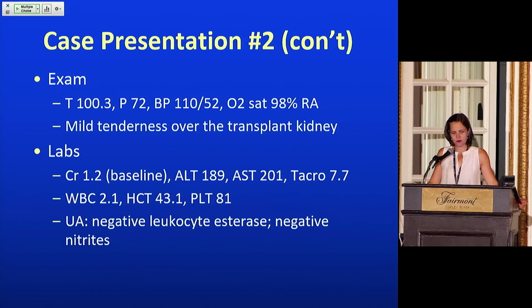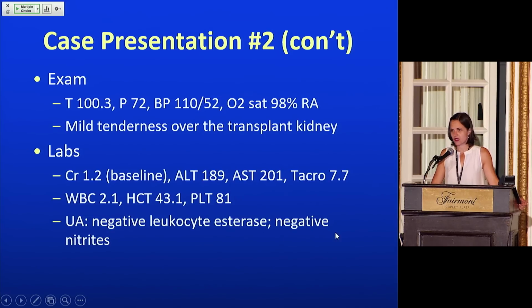On exam, his temperature is 100.3. The rest of his vitals are normal. He has a little bit of tenderness over the transplant kidney, but nothing else that stands out. His labs are notable for a mild transaminitis. His white count is 2.1. His hematocrit's normal, and his platelets are 81.